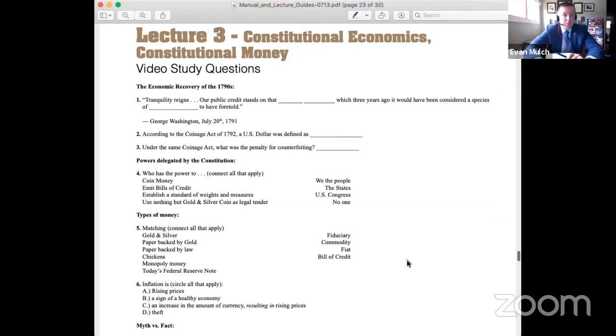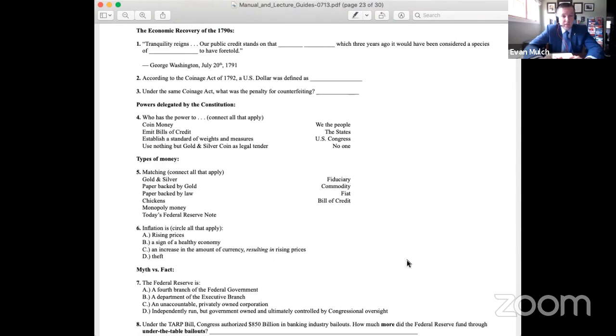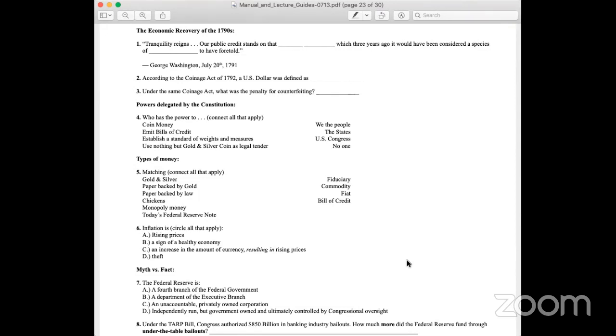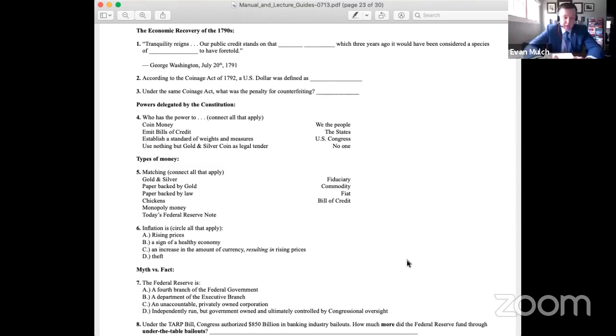Number 2, according to the Coinage Act of 1792, a US dollar was defined as blank. Spanish, yeah, the Spanish dollar, and the answer is 371.25 grains of fine silver. So according to the Coinage Act of 1792, a US dollar was defined as 371.25 grains of fine silver.